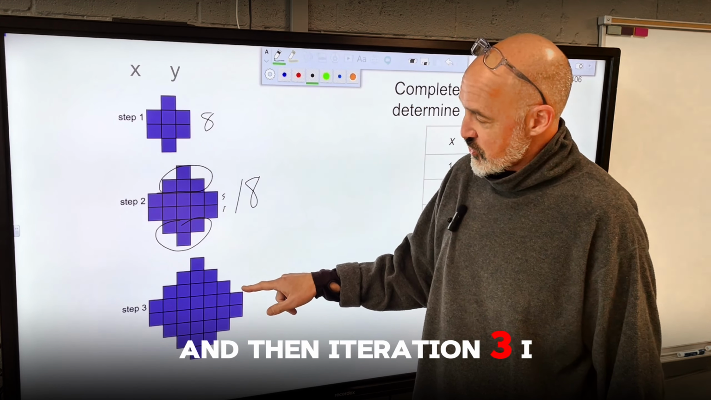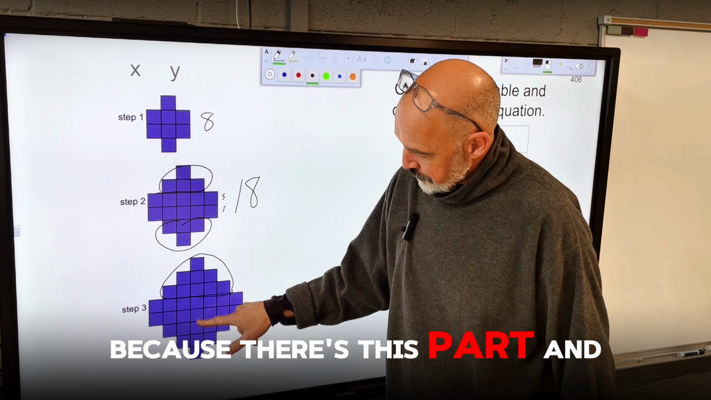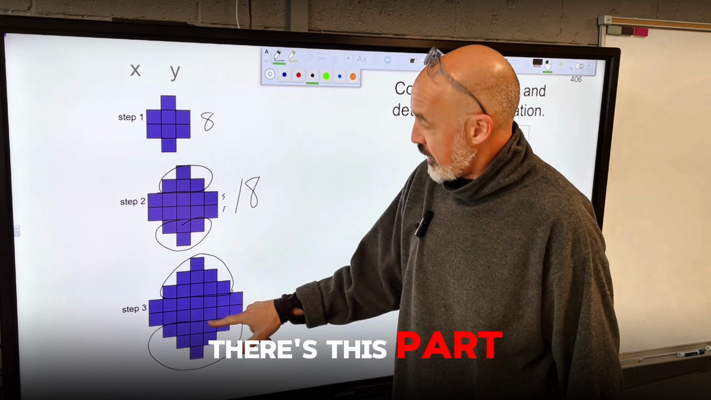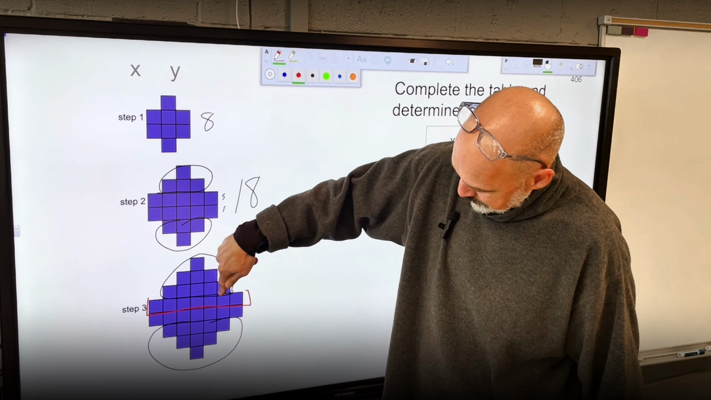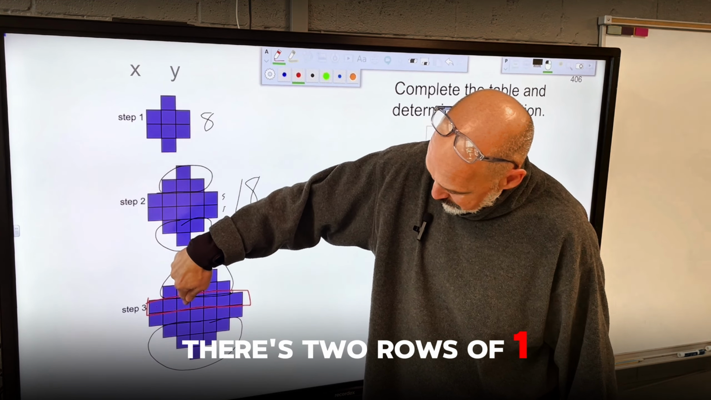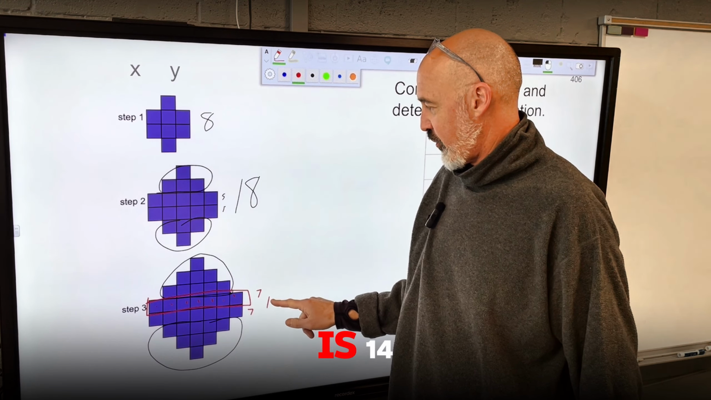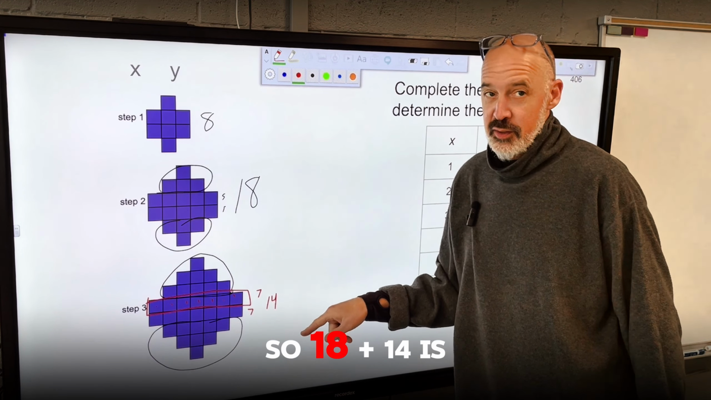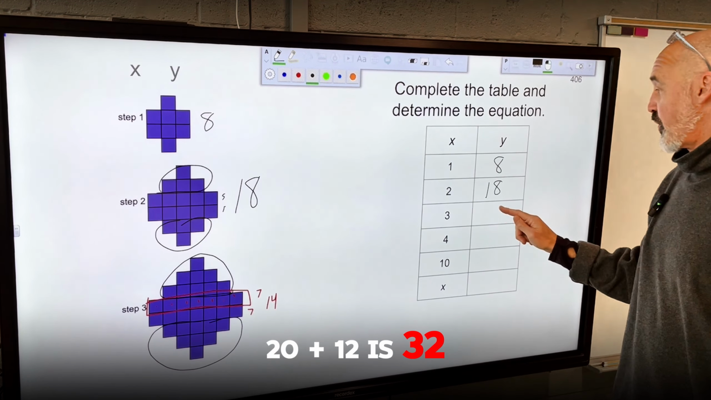And then iteration 3, I can see the 18 still because there's this part and there's this part. But then in the middle now, there's 2 rows of 1, 2, 3, 4, 5, 6, 7. So 7 plus 7 is 14. So 18 plus 14 is 20 plus 12 is 32.